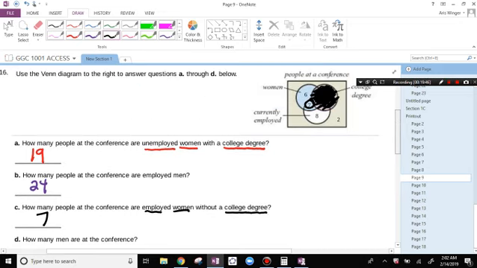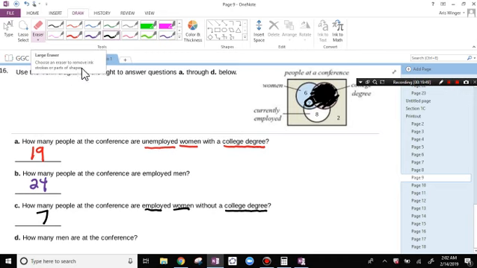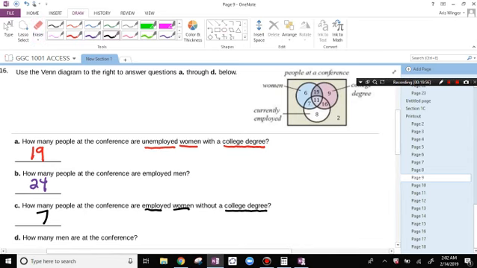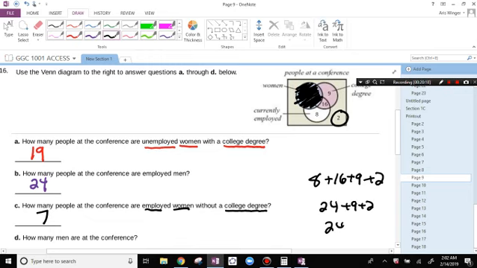How many men are at this conference? You know what I'm about to do. How many men? No women. Not women. How many men are we talking about? Looks like we got 8, 16, 9, and those 2. 24 plus 9 plus 2, 24 plus 11, 35.